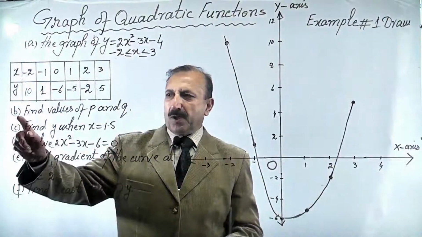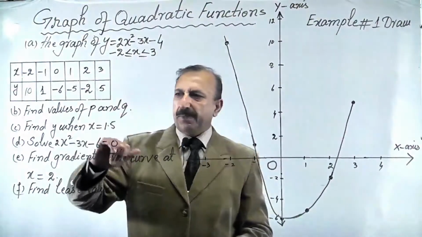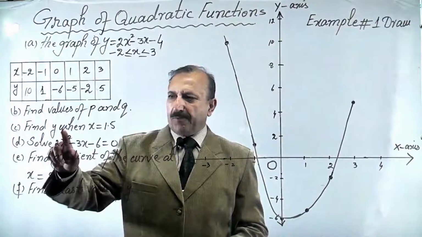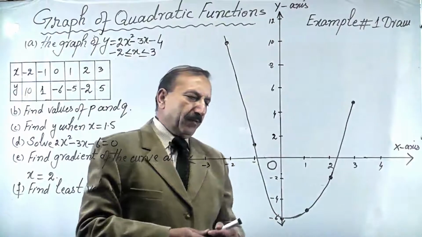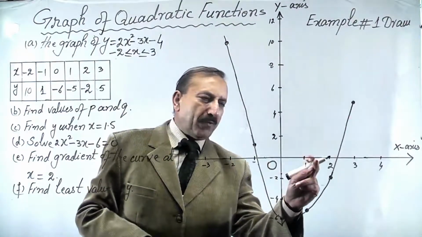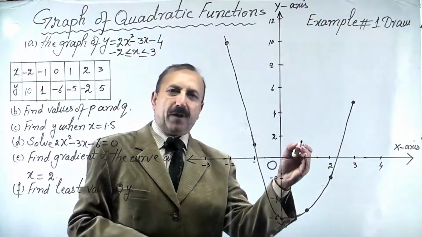Here is part number B. Find the value of P and Q that we have done already. And now part C is find y when x is equal to 1.5. If we look at here, where is 1.5? This is 1.5, between 1 and 2. It's approximately here.